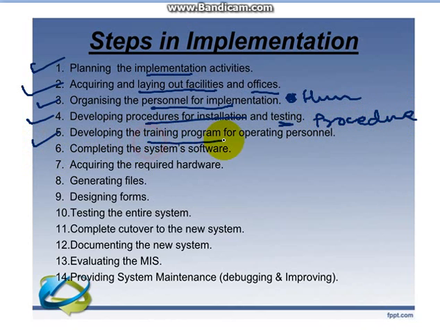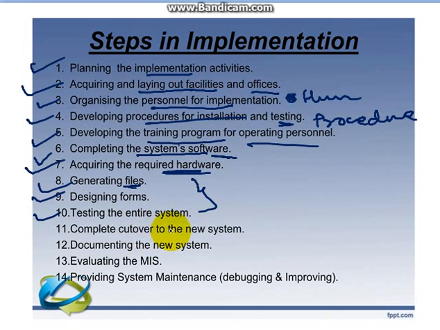Fifth, we have to develop a training program for operating personnel. Some training program has to be developed as far as the trainings are concerned. Sixth is completing the system software. We have to complete it, then acquire the hardware required for running that software, generate the files, design the forms, then test the entire system time and again, whether it's working under different feasible conditions or not.